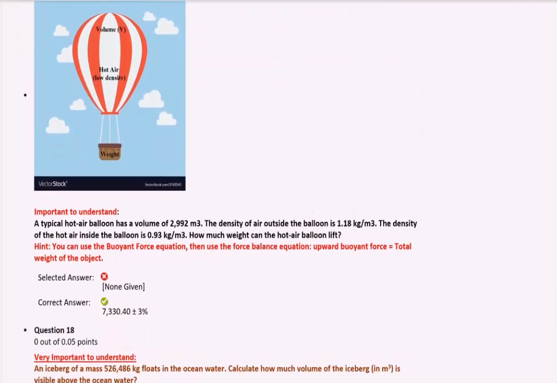A typical hot air balloon has a volume of 2,992 cubic meter. So this is the volume of the balloon. And we consider the balloon in the air as a submerged volume. The balloon volume is the submerged volume in a liquid. Of course, this is not a liquid, but it's a fluid, and gas also is a fluid. So this gas is considered as a fluid, and we can apply the buoyant force equations on the fluid.